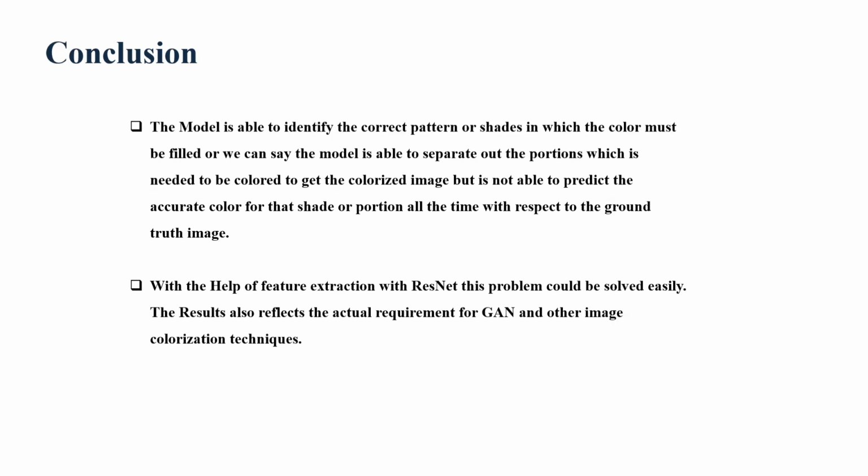Moving on to the conclusion, the model is able to identify the correct pattern or shades in which the color must be filled, or we can say that the model is able to separate out the portion which needs to be colored to get a colorized image, but is not able to predict the accurate color for that shade or portion all the time with respect to the original image. With the help of feature extraction with ResNet, the problem could be solved easily. The result also reflects the actual requirement for GAN and other image colorization techniques.